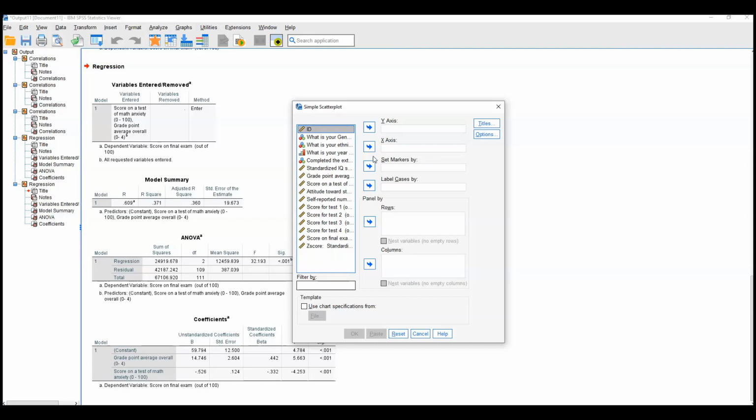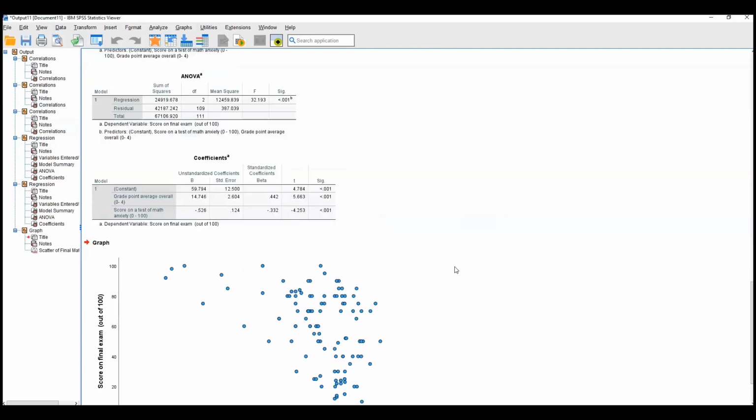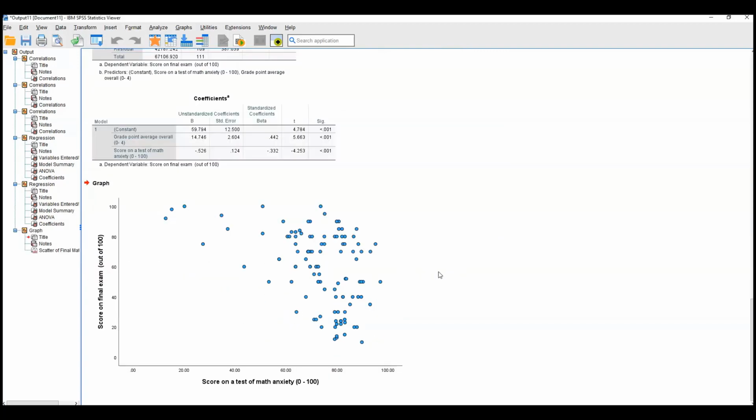So for example, we already said our outcome is the final exam score. Let's say our GPA is the x-axis. Actually, let's use the anxiety. And I hit OK, and you get a little diagram that shows what the scores look like. Each one of these dots represents somebody's score on math anxiety and their score on the final exam. What you're looking for is a linear relationship.